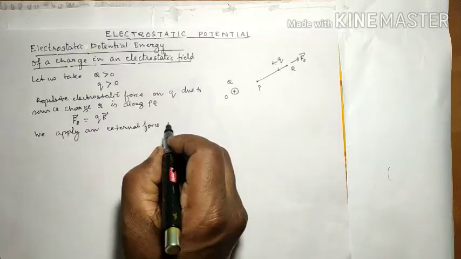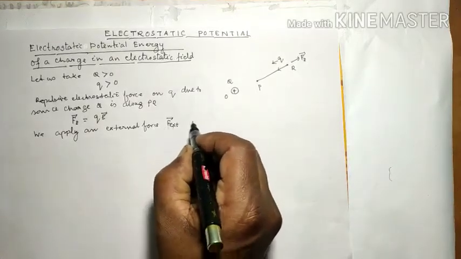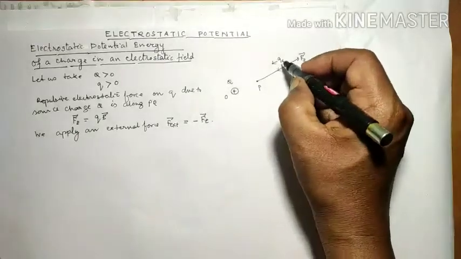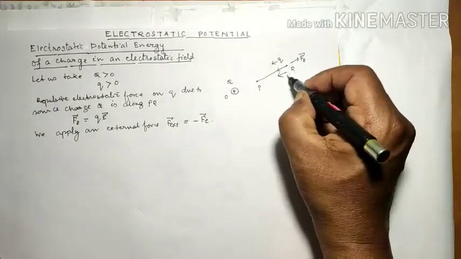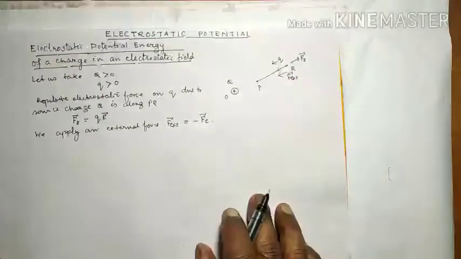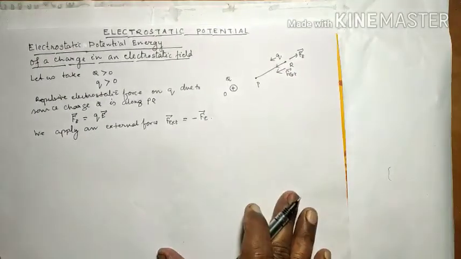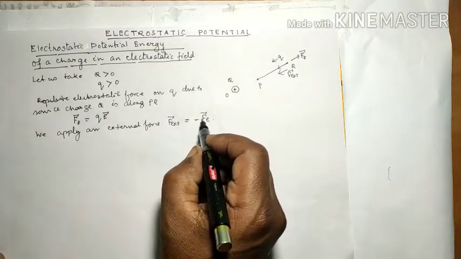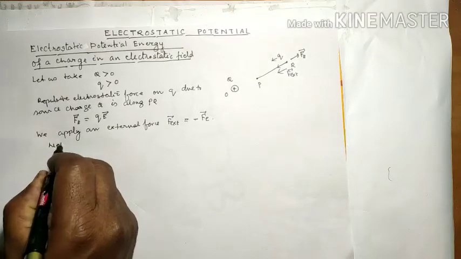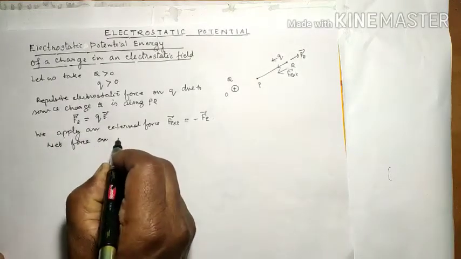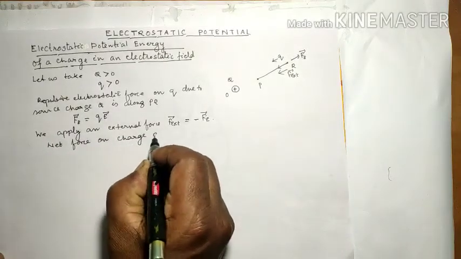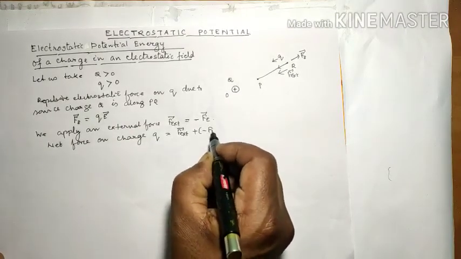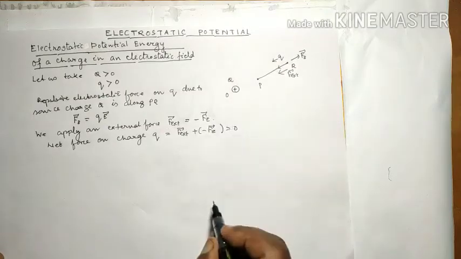We apply an external force F external which is equal and opposite to Fe. F external is along RP. There is no net force on charge q because F external plus minus Fe is equal to 0. Net force on charge q, that is F external plus of minus Fe, is equal to 0.